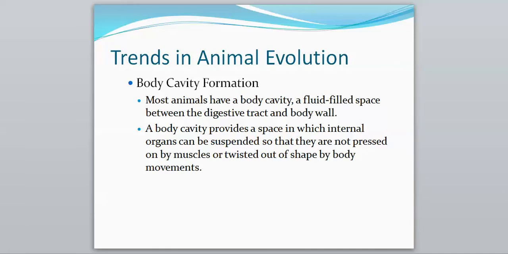So then our last trend in animal evolution is the formation of a body cavity. Most animals over time have developed a body cavity, which is a fluid-filled space between the digestive tract and body wall. A body cavity will provide a space in which internal organs can be suspended so that they are not pressed on by muscles or twisted out of shape by body movement. So complex animals have this body cavity, so basically our heart, our lungs, things like that aren't just flopping around wherever they want. So they have to be suspended so they are not pressed on by muscles or twisted out of shape by body movements.